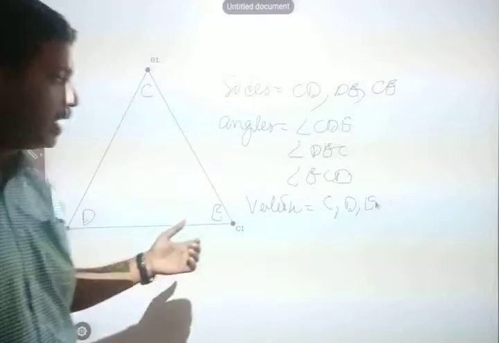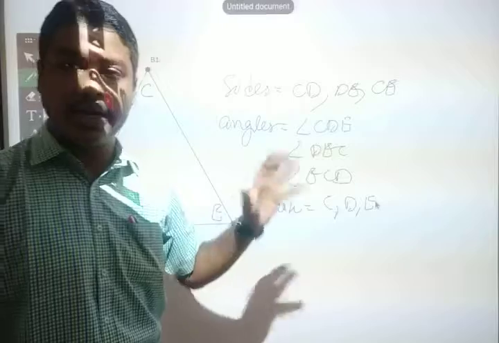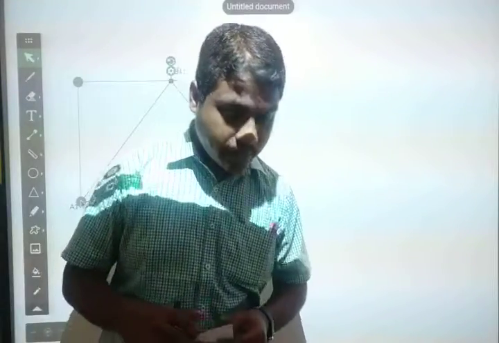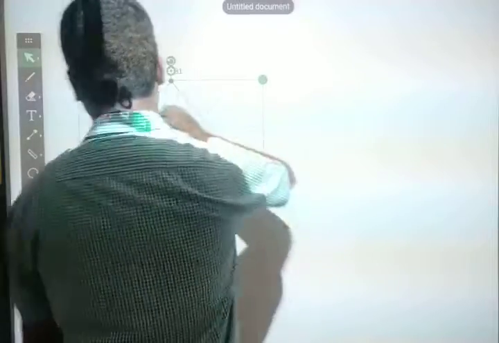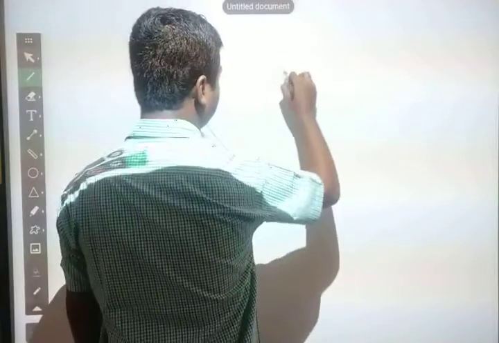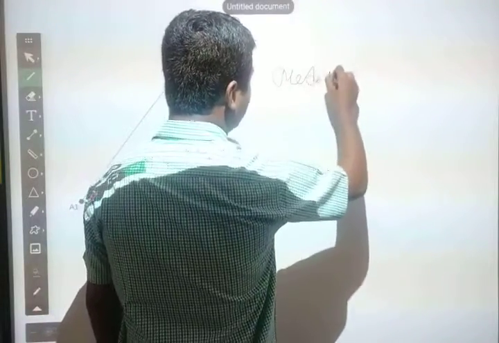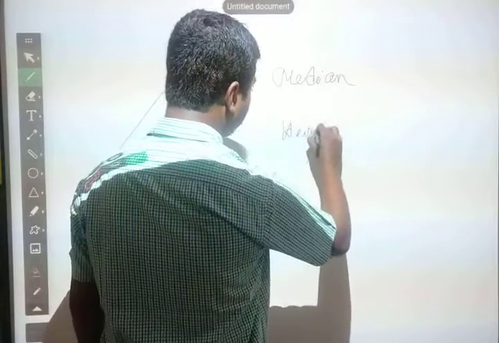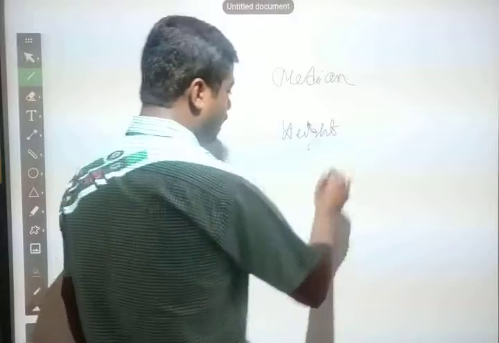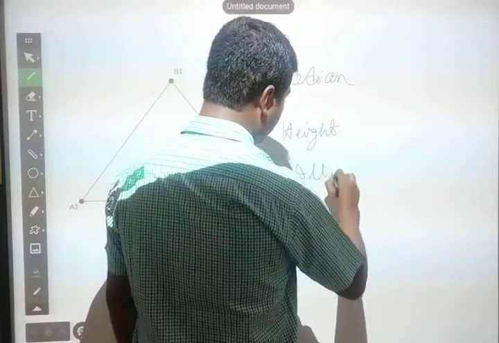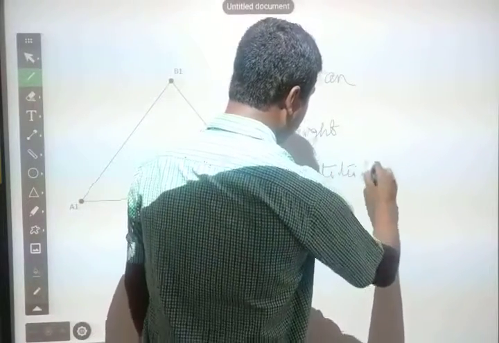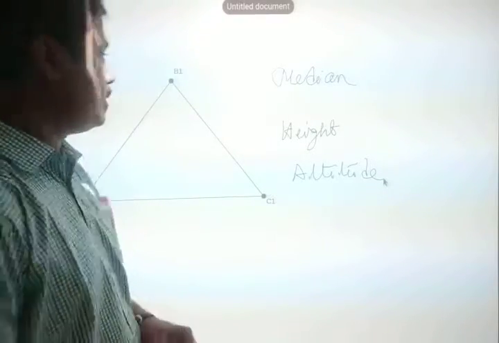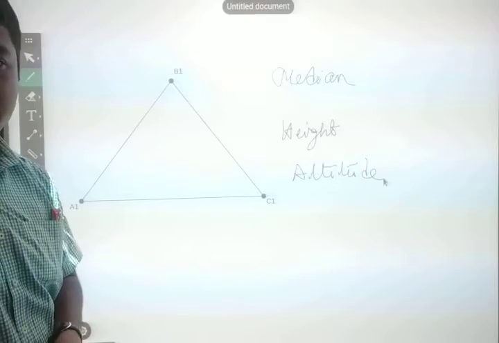Okay, so let us do more topics related to triangles. Next, the topic that we have is the median. So what is a median? We will be discussing the median, the height, and the altitude. Let us see what it is. First of all, if you consider the median, what is a median? So this is a triangle.